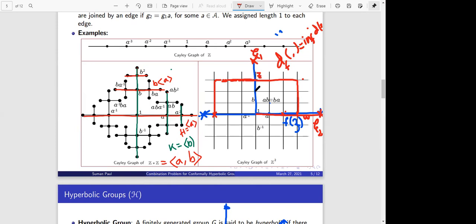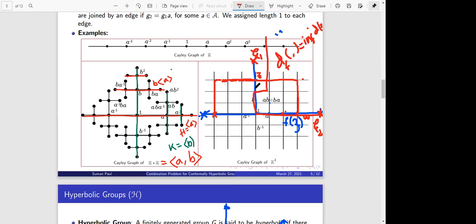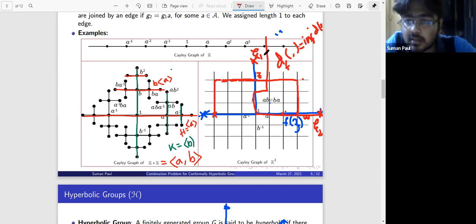If I take, in the general definition, what should it be? If I take this geodesic ray, you are saying that these two geodesic rays will be equivalent, right? Then the distance between them will be zero, right?